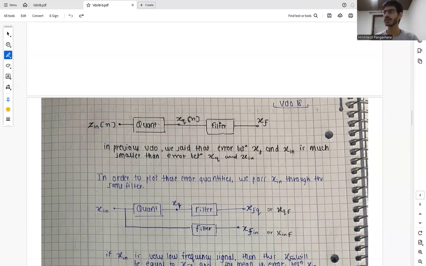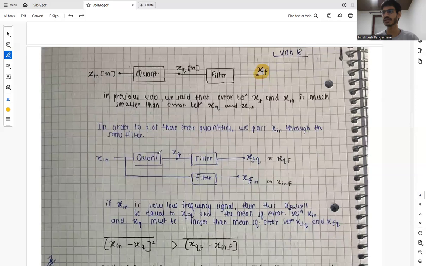So then what we did was we filtered this quantized signal and we got xf, which nearly resembles xn, resulting in a source with minimal noise. So the noise with the source was significantly reduced by shaping, and in the previous video we said that the error between xf, which is the filtered quantized sequence, and xn is much smaller than the error between xq and xn. So in order to plot these error quantities, we pass xn through the same filter. So we need to plot it mathematically.